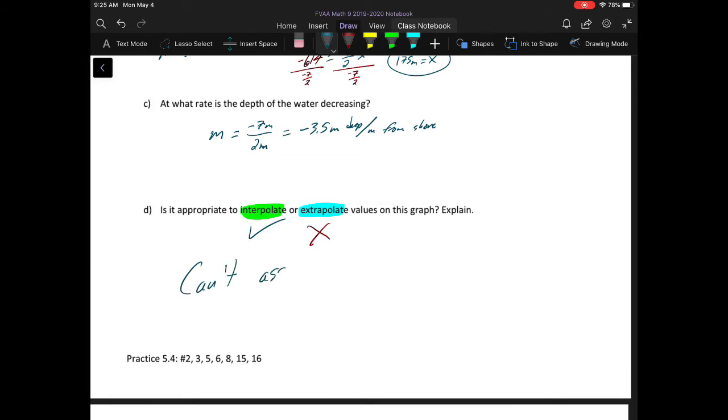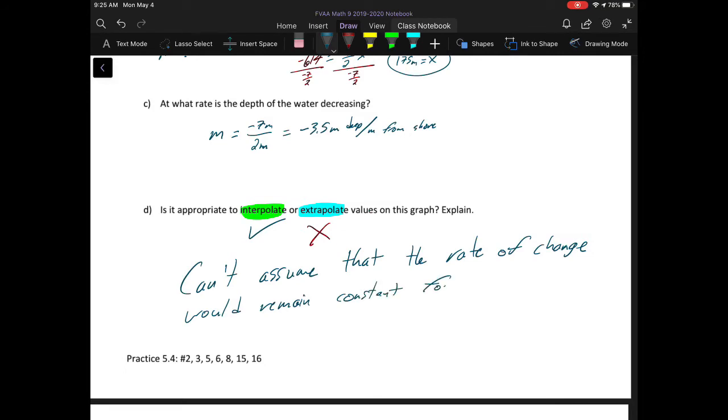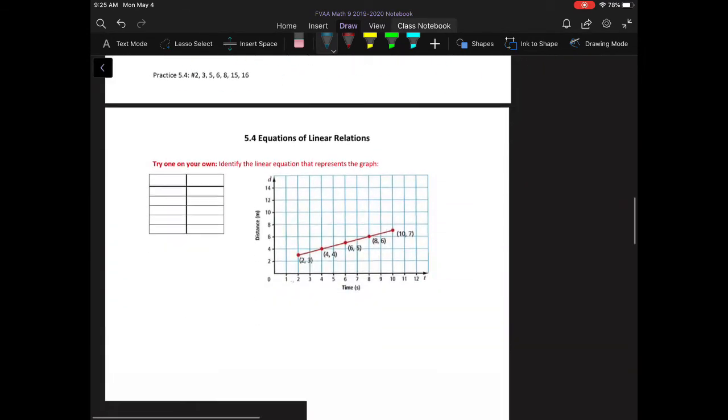Cannot assume that the rate of change would remain constant forever. Okay, so interpolation, yes. Extrapolation, no, not infinitely.